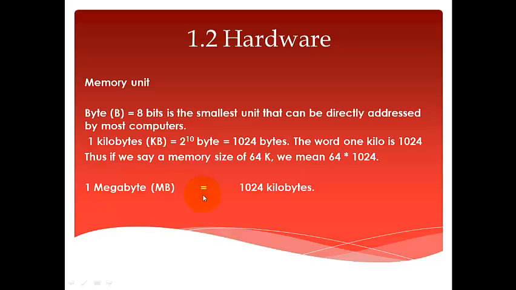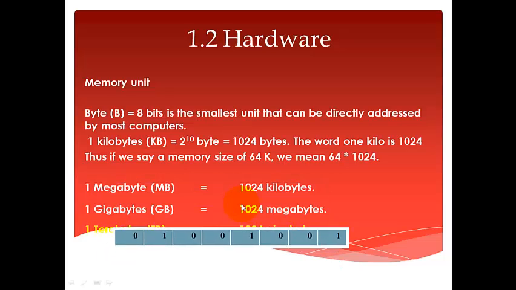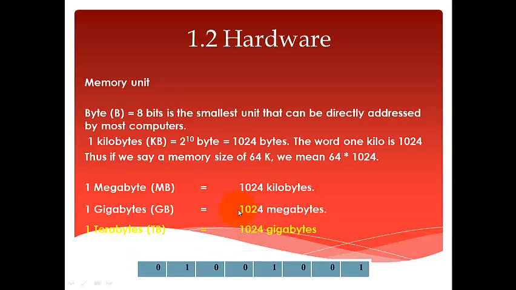And then 1 megabyte is equal to 1024 kilobytes, and 1 gigabyte (GB) is equal to 1024 megabytes, and then comes 1 terabyte (TB), which is equal to 1024 gigabytes. Here you can say this is nothing but a bit: 0 1 2 3 4 5 6 7, right? 0 to 7, the count is 8. So this 8-bit can be used to express a value between 0 to 255.